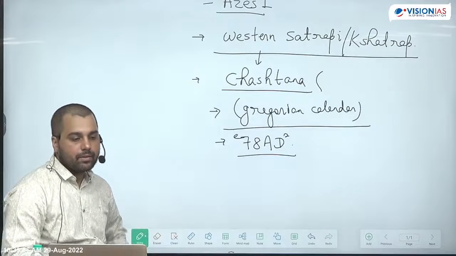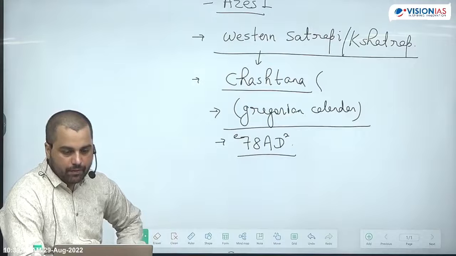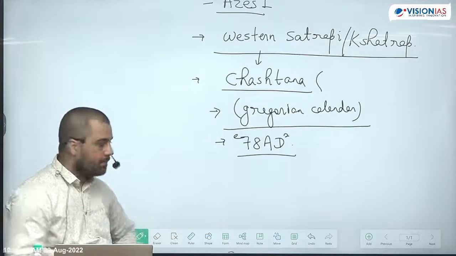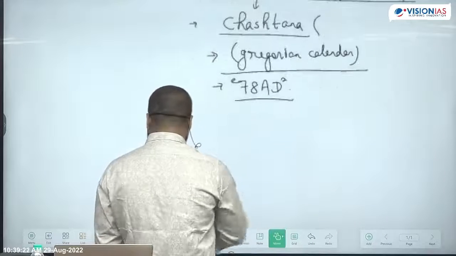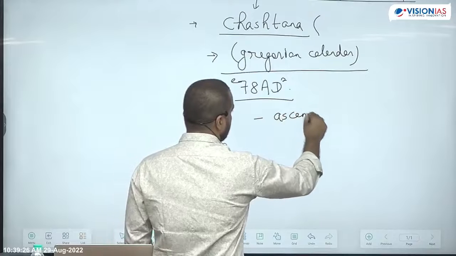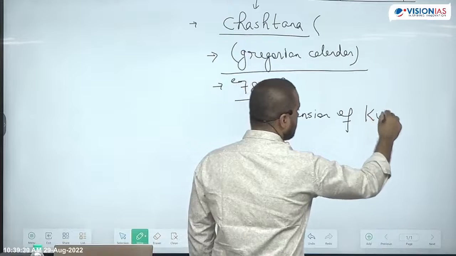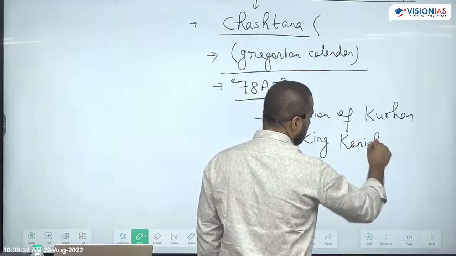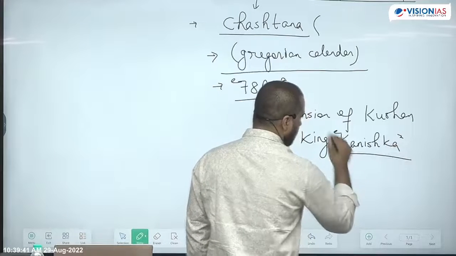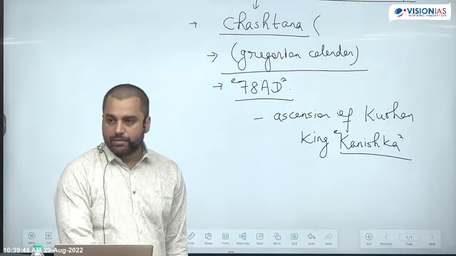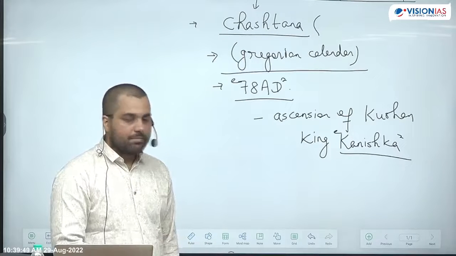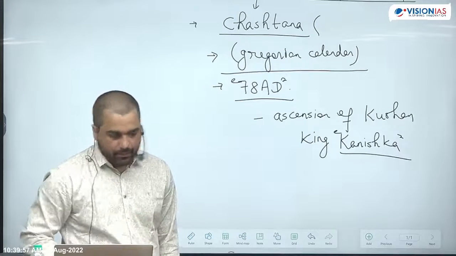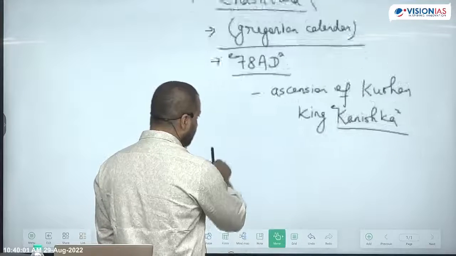This may mark one of the following. Ascension of Kushan King Kanishk. In fact, in the history textbooks, two sources, R.S. Sharma as well as Upinder Singh, both of them mention the same thing, that it marks the ascension of Kushan King Kanishk. But I am telling you that this is debatable. Many historians do not accept it. Write down first, ascension of Kushan King Kanishk.